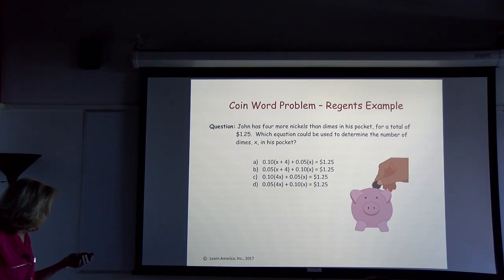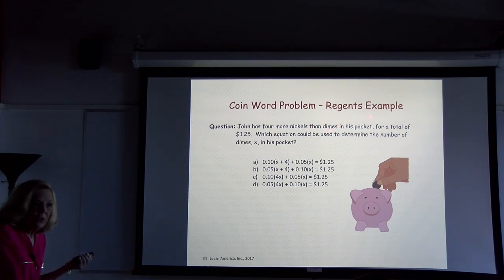So in this case now, John has 4 more nickels than dimes in his pocket. Well, this tells me, in this case, that the number of nickels depends on the number of dimes. So I'm going to let x represent the number of dimes. How will I represent the number of nickels? He has 4 more nickels than dimes.